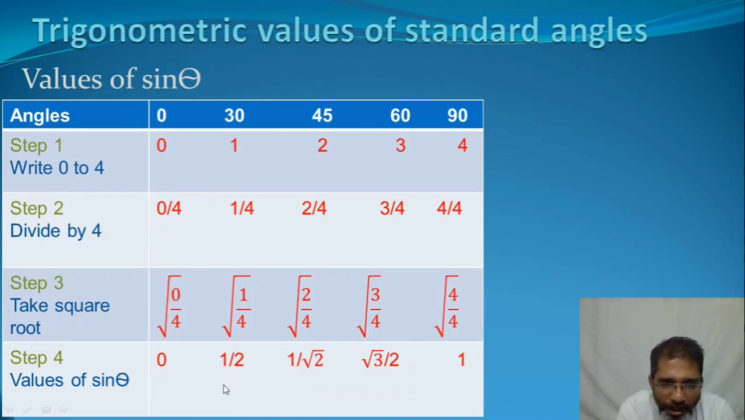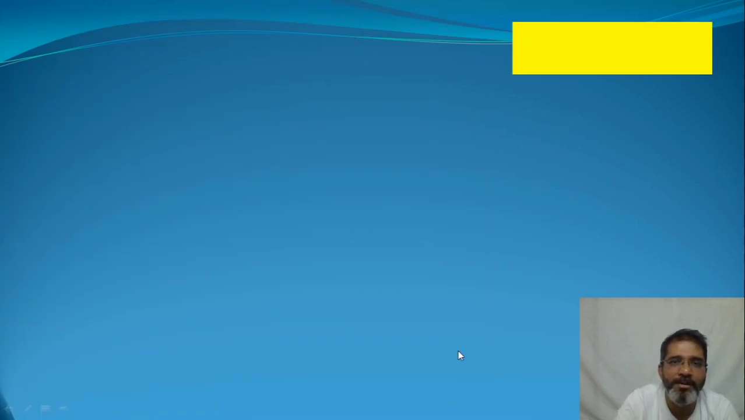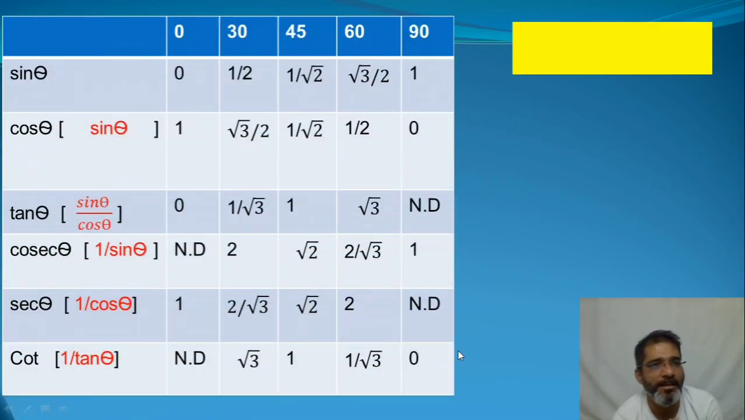So what values we get over here are nothing but the values of sine. Means sine 0 is 0, sine 30 degree is half, sine 45 degree is 1 upon root 2, sine 60 degree is root 3 upon 2 and sine 90 degree is 1. Okay. So now once we have the values of sine, how do we get the values of the remaining ratios?